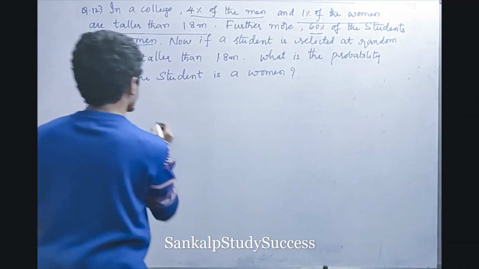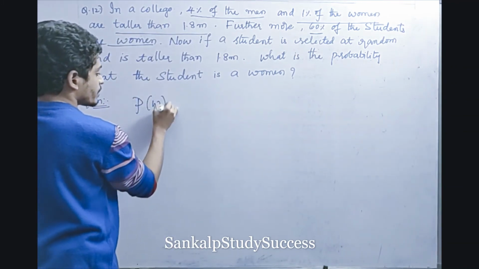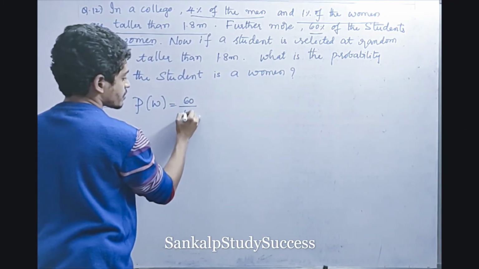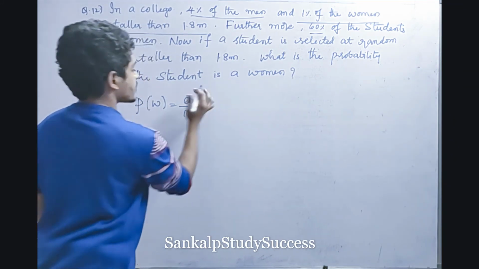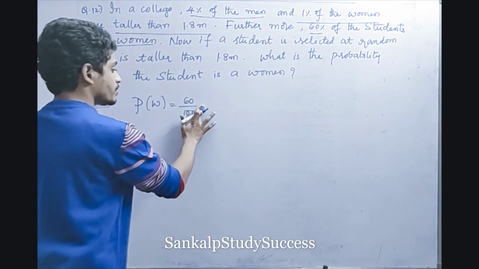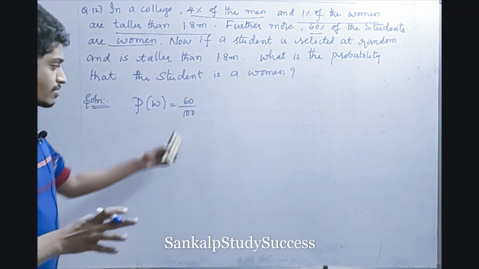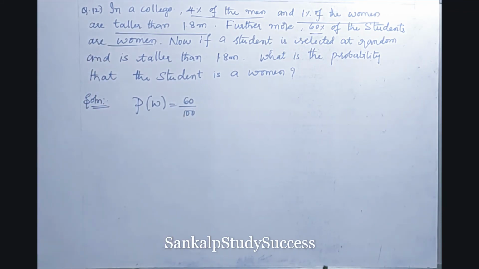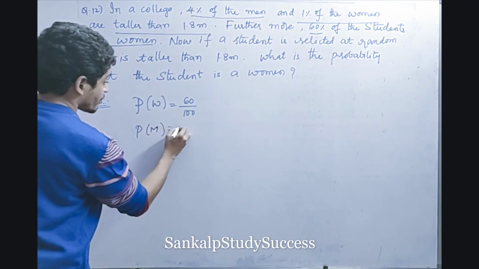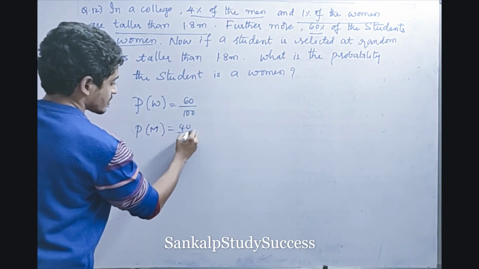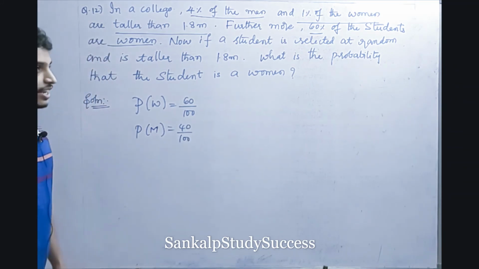60% are women. That means the probability of being a woman is 60 by 100, that is 0.6. Just keep it as 60 by 100 only, so that the calculations will be easier. In the previous problem also, just keep it like this. Now, what is the probability of being a man, friends? Nothing but 40 by 100. If women are 60, definitely men will be 40, in percentage.